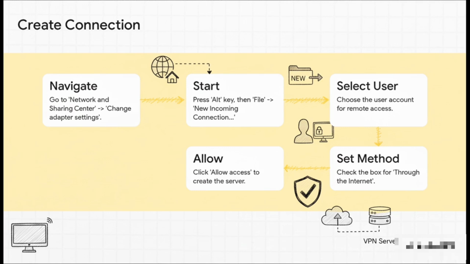So this is the real meat of the server setup. Here's the key move. When you get to your network connection screen, you actually have to press the Alt key on your keyboard. That's the secret trick that makes the file menu pop up. From there, you just click New Incoming Connection. Then it's super simple. You just pick which user account is allowed to log in, you check the box that says through the internet, and you hit Allow Access. And believe it or not, that's it. Your VPN server is technically live.